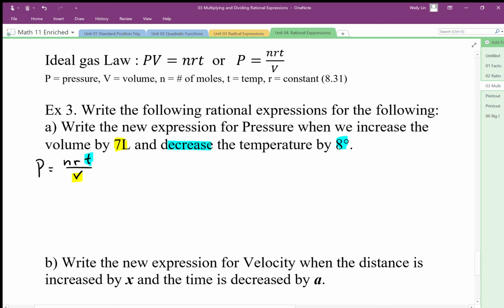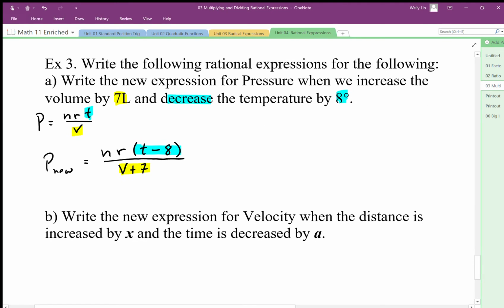Okay, so then we just rewrite that expression. So this is my P new. It's going to be the same number of molecules times the same constant there, and the temperature is going to be the original temperature minus 8 degrees. The volume then becomes the original volume plus 7 liters. Okay, so there's my new rational expression. Just to highlight that, there's my new volume, and here's my new temperature. So this is my new expression.